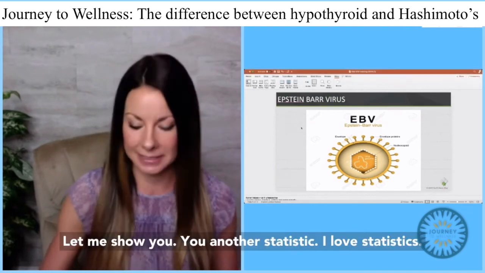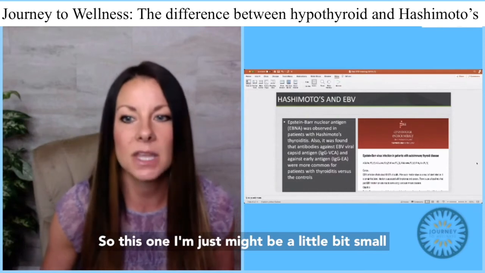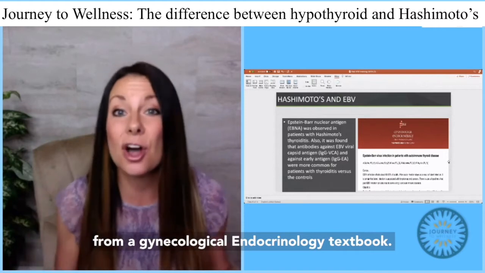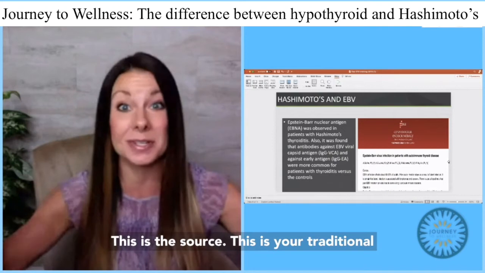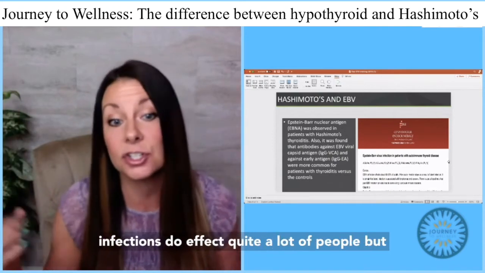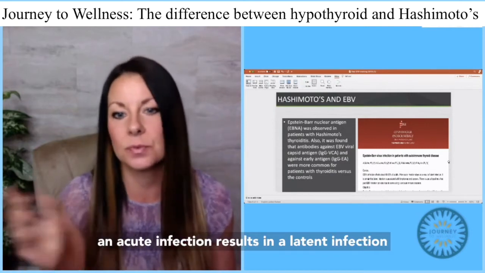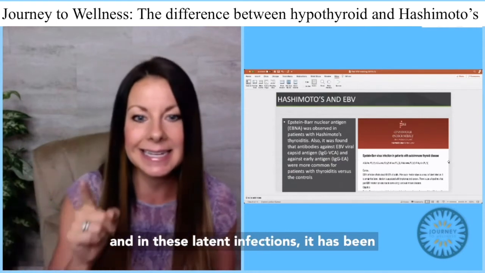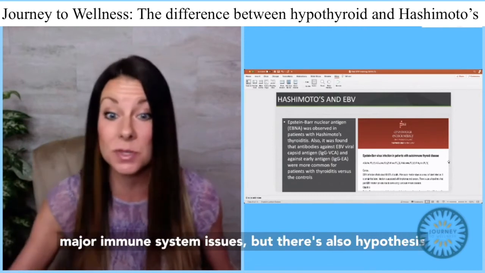Let me show you another statistic. I love statistics. So this one might be a little bit small for you to see, so I'll read it for you. This is from a gynecological endocrinology textbook. This is medicine, guys. This is not even my words. This is the source. This is your traditional mainstream medicine. That says Epstein-Barr infections do affect quite a lot of people, but in the acute infection, it results in a latent infection. And in these latent infections, it has been associated with lymphomas and cancer, so major immune system issues.